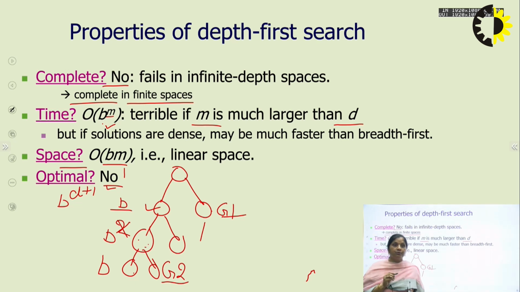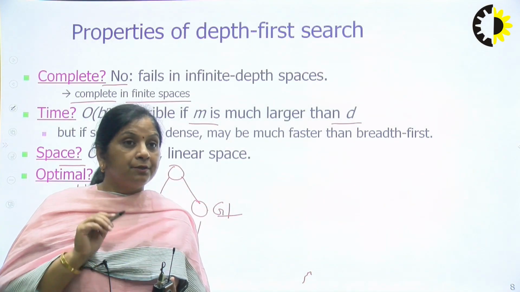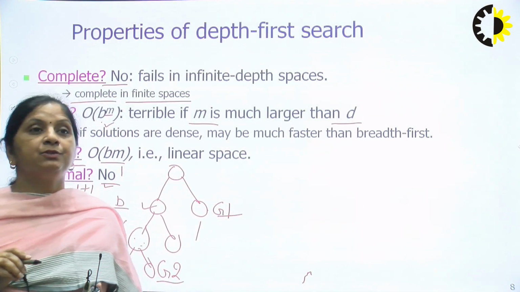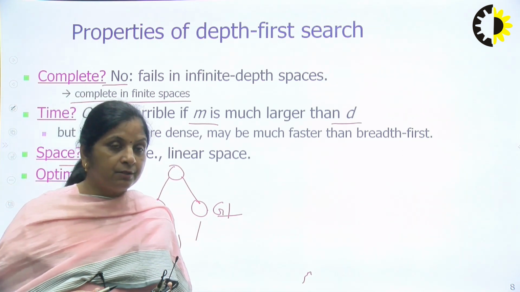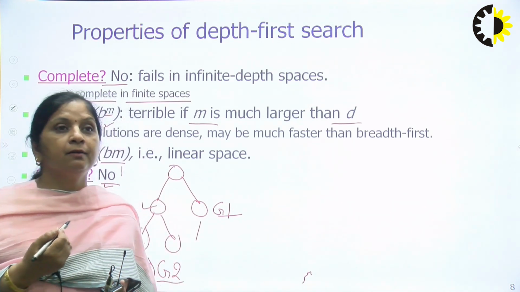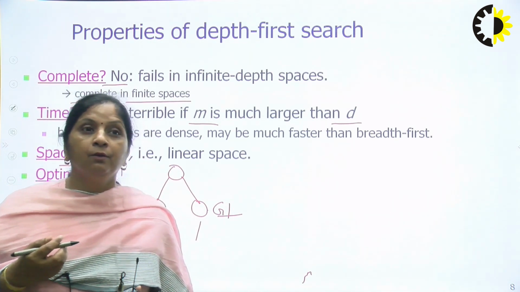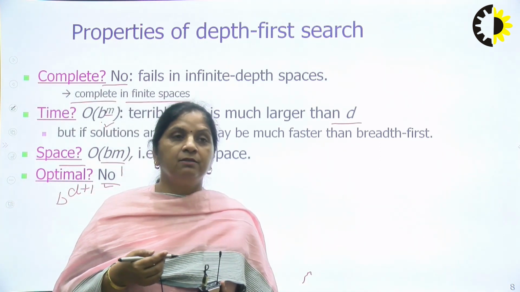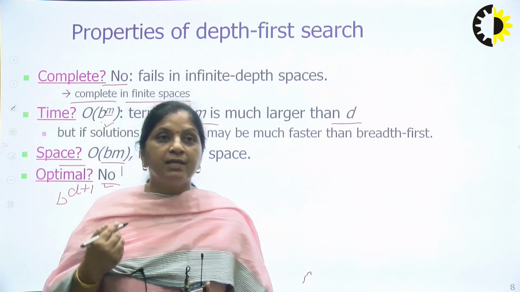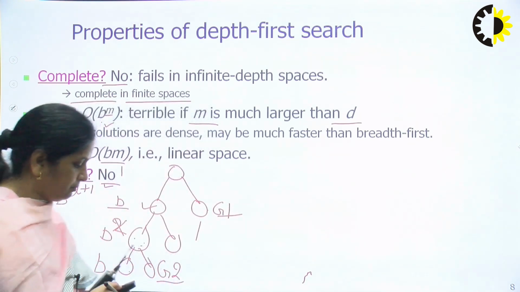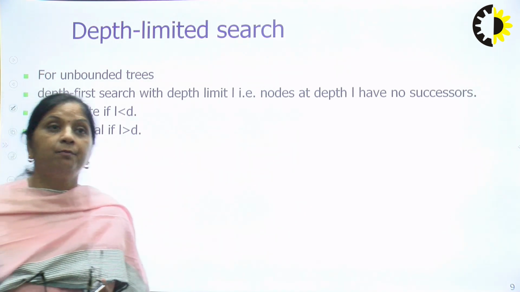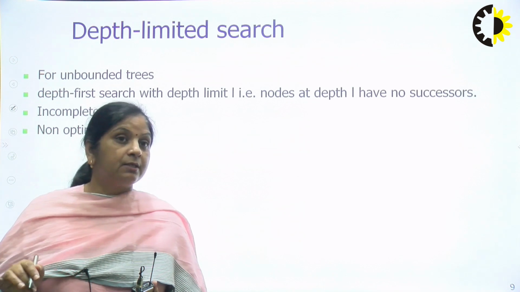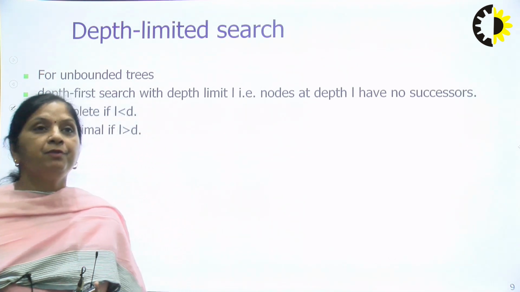So what we saw on this particular slide is that it is not complete, it is not optimal, but it is very much better in space complexity in comparison to BFS. So from here we carry forward that we need something which has the time complexity of breadth first and the space complexity of depth first. Because depth first has the problem of infinite depth searching, what can we do?